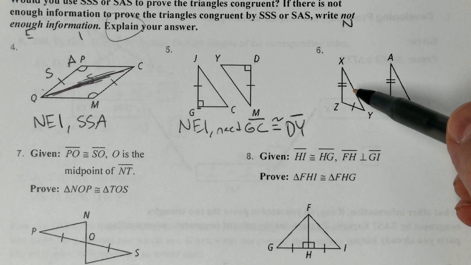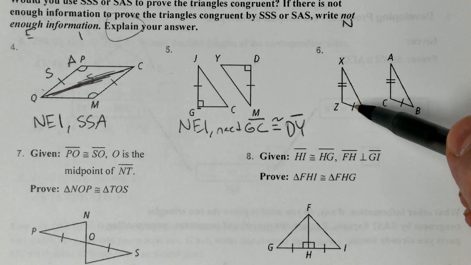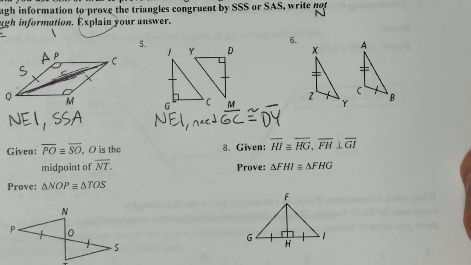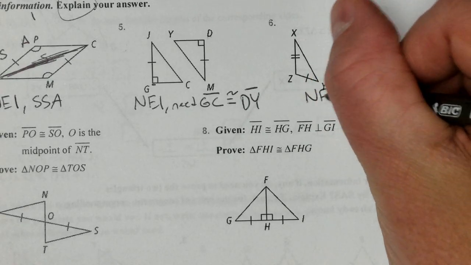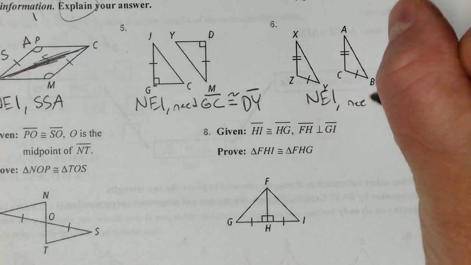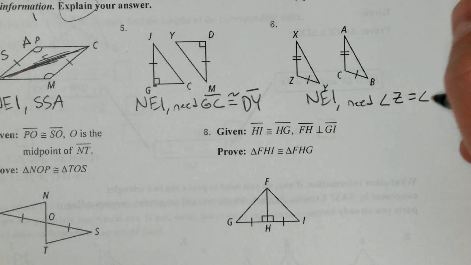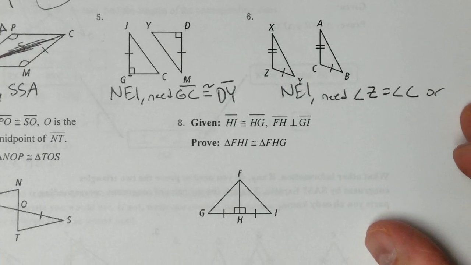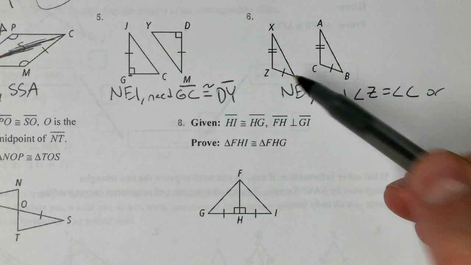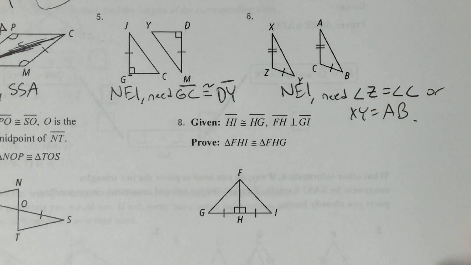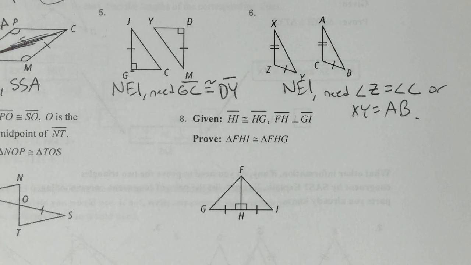Then on this one, we've got this set of sides and this set of sides. We don't have the angle between, and we don't have our third side either. So this one's not enough information. We need angle Z equal angle C, or we need XY equal to AB. So all of those were not enough information. Make sure you fill out your reason.